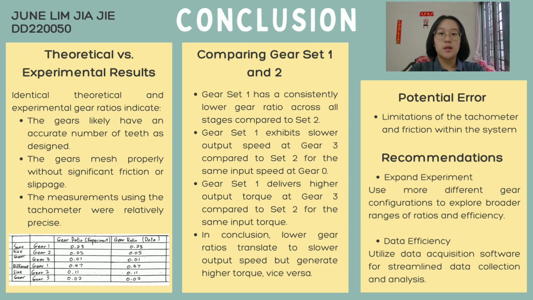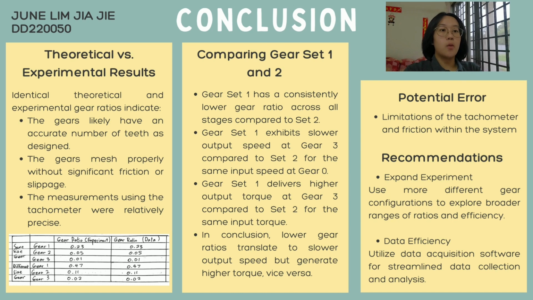First of all, after calculating the theoretical and experimental gear ratio, we find out that they are basically identical, which is a positive sign since it indicates that the gears likely have an accurate number of teeth as designed. The gears mesh properly without significant friction or slippage. And also, it shows that the measurements using the tachometer were relatively precise.